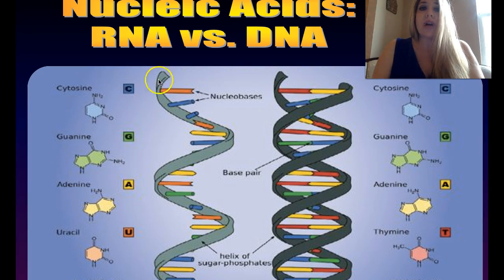So it still has alternating phosphates and sugars going all the way down the backbone, but instead of deoxyribose, it just uses ribose. So a slight chemical difference in the sugars. That's it. Other than that, quite identical. Still has the same base pairing rule, C with G. And now, because it doesn't use a T, A is going to pair with U.